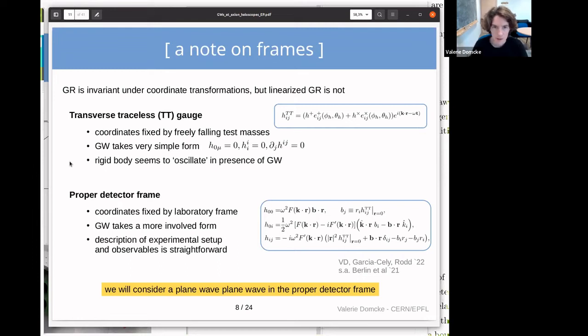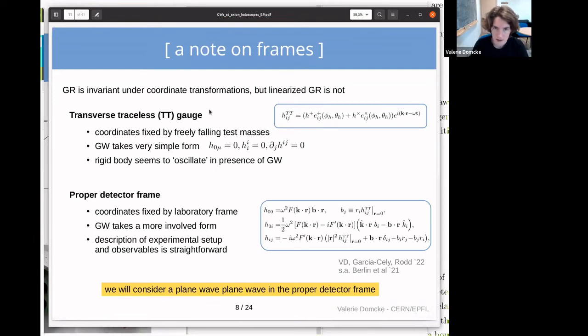The only thing that I want to highlight here is that there are two very common frames to use. Typically, in particular as a theorist, when one talks about gravitational waves, one likes to work in the transverse traceless gauge. It's a frame where your test masses are freely falling, and you describe everything relative to these freely falling test masses. So the freely falling test masses set the coordinates of this frame. And this frame has the advantage that the gravitational wave is described in a very simple way.